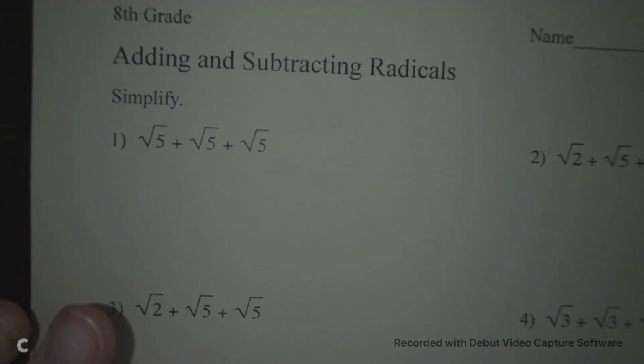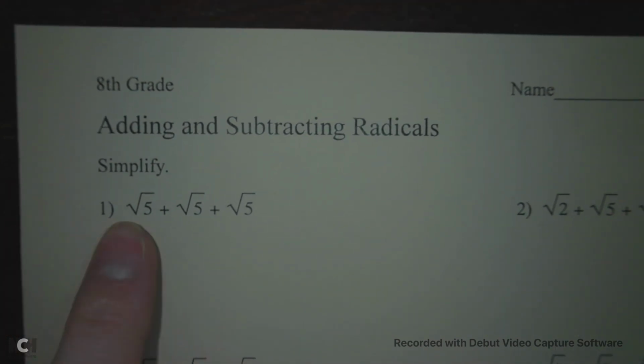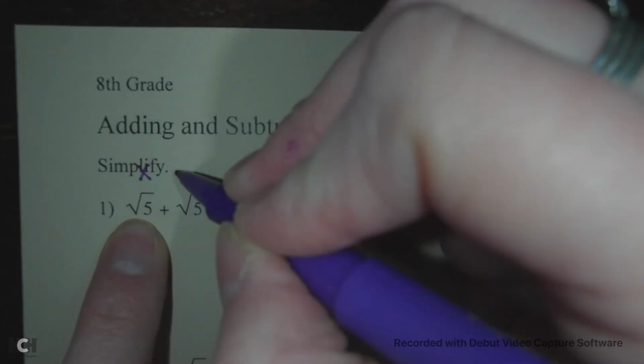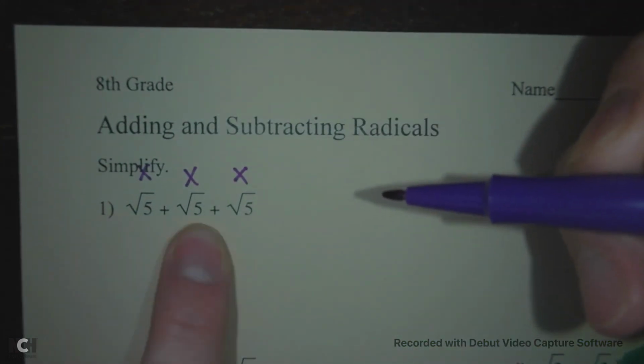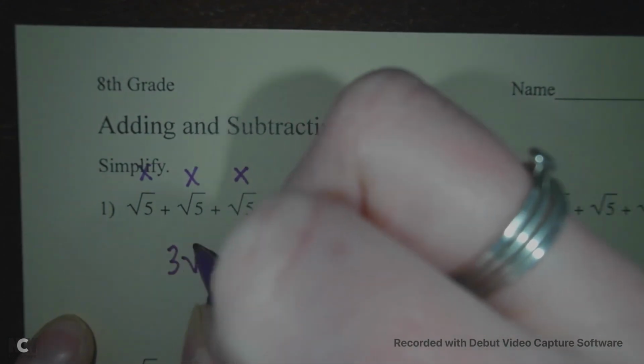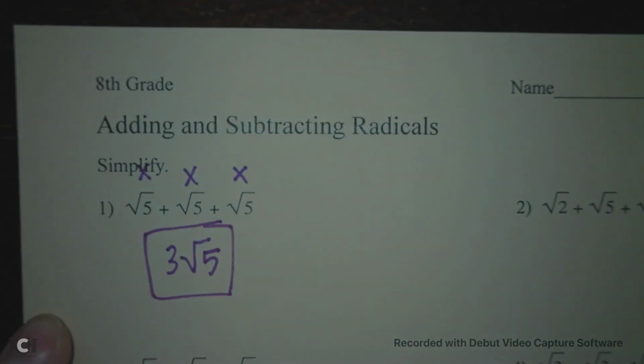Okay, so today we are working on adding and subtracting radicals. In order to combine radicals, you have like radicals. A square root is like another square root if they have the same number underneath the radical. So this is like an x and an x and an x. So how many root 5s do we have? Well, we have 3 root 5s. And that's it. We can't do anything else.